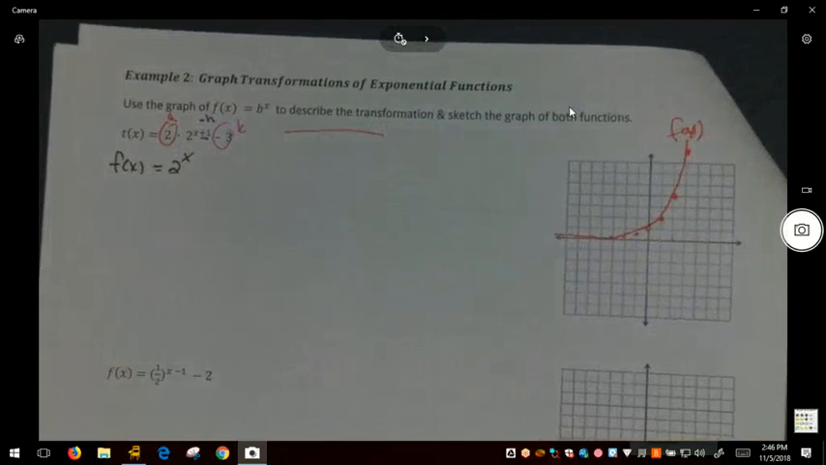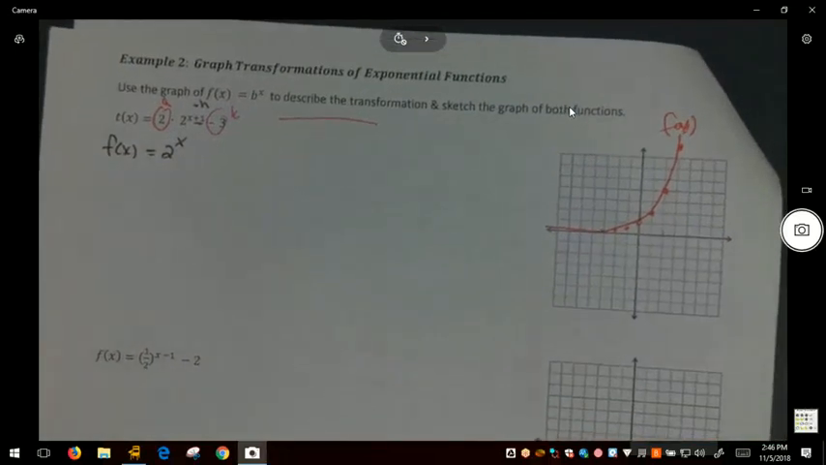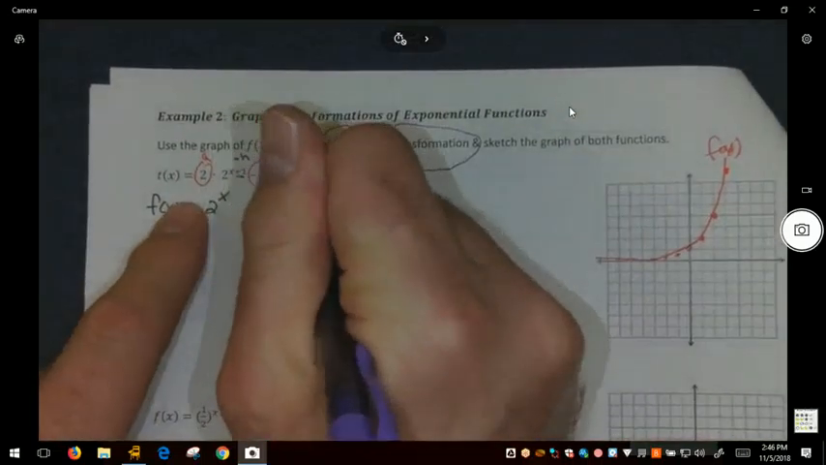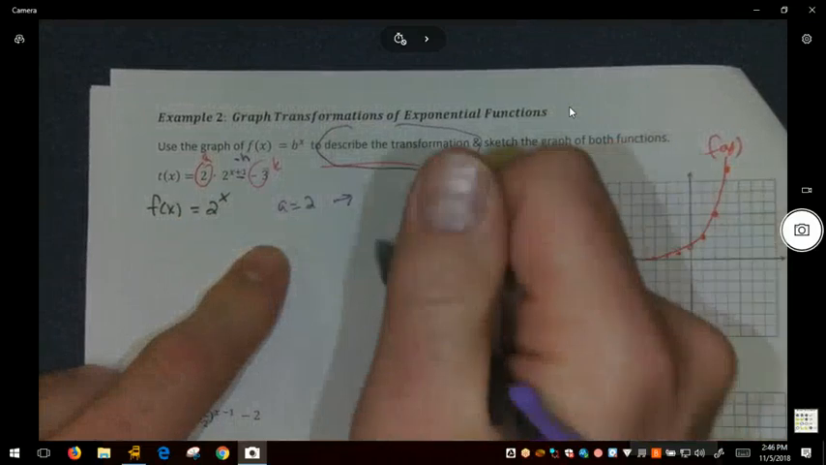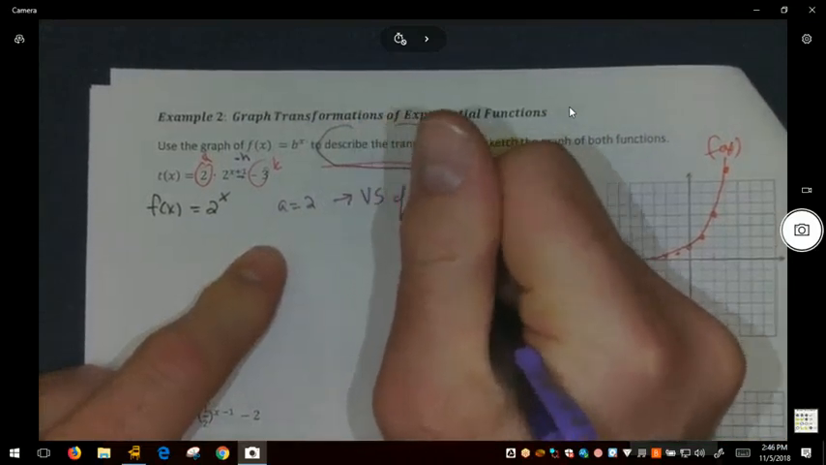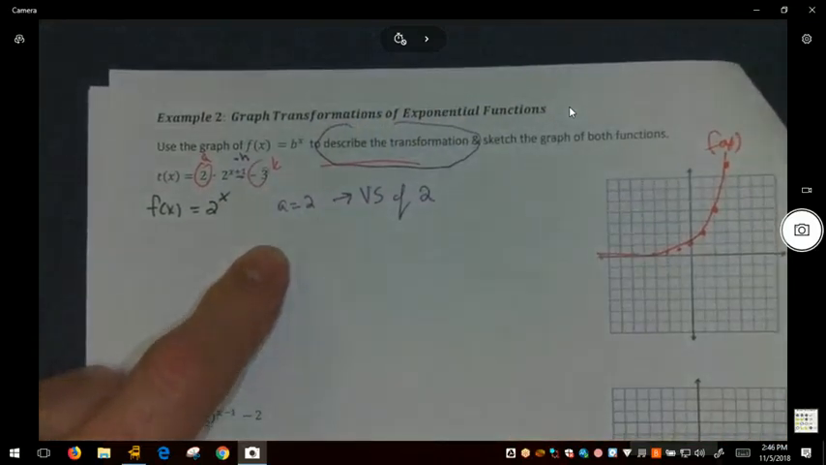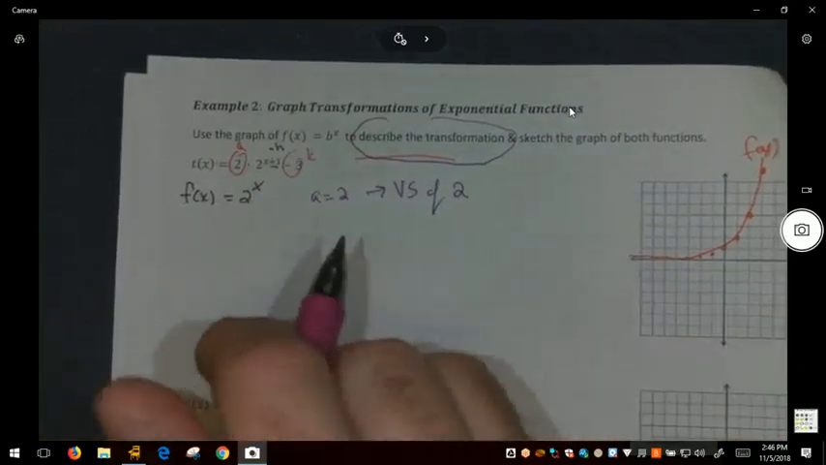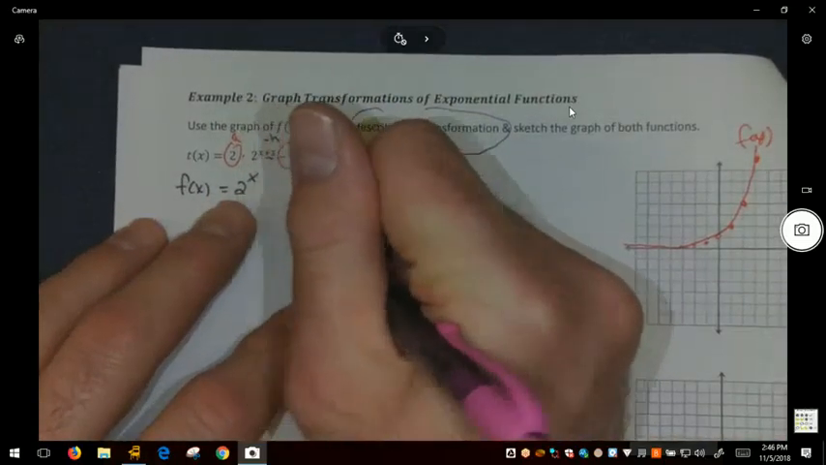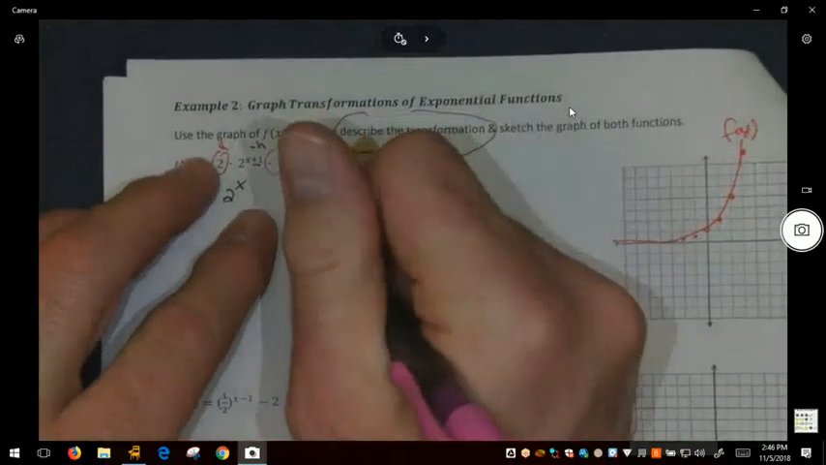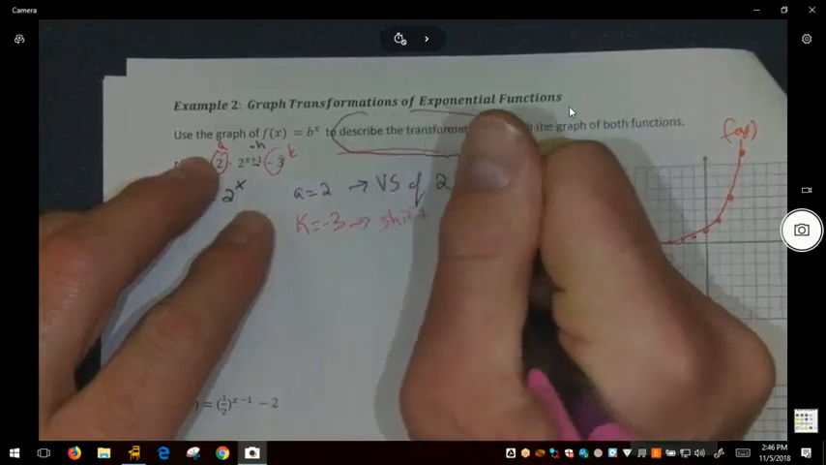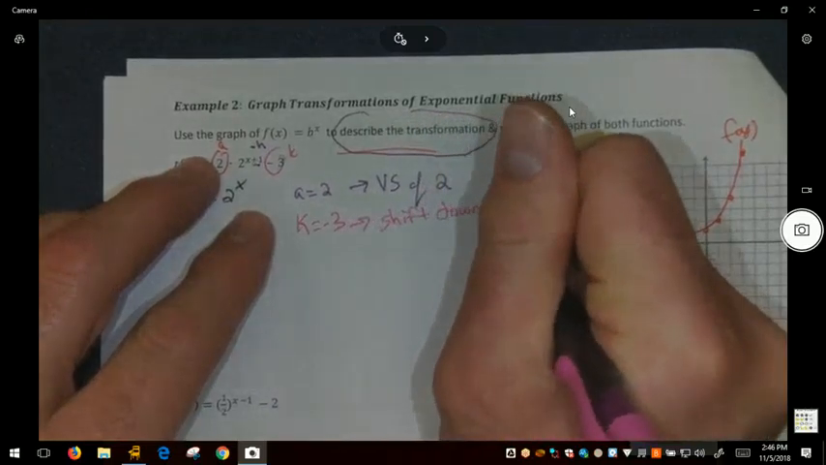We can get our points, ordered pairs on the table for t of x, but the most critical part for this right now is describing the transformation. Since a is 2, there is going to be a vertical stretch of multiplier 2. Since k is -3, remember those are the things that affect the vertical distance on the graph. Since k is -3, there will be a shift down 3 units.